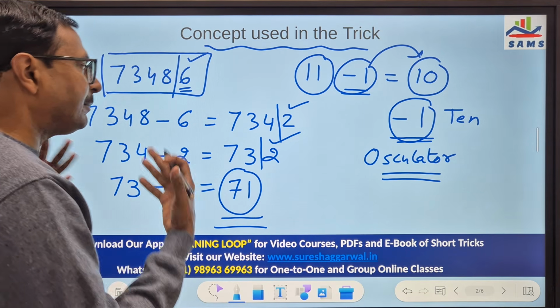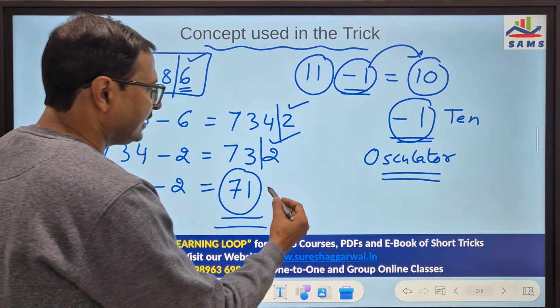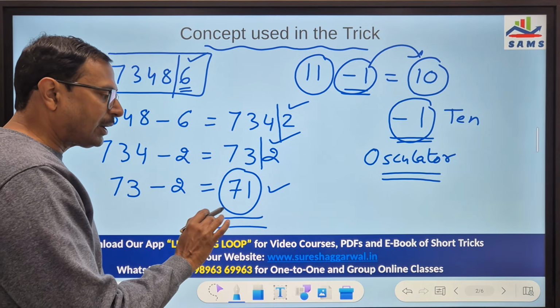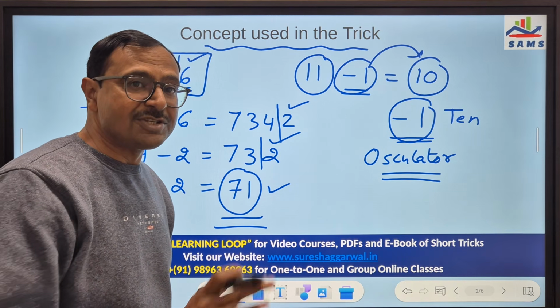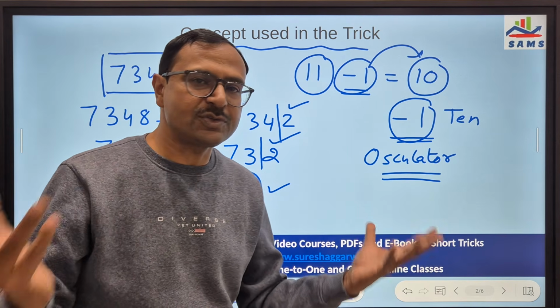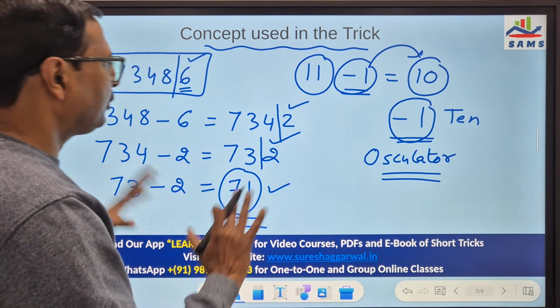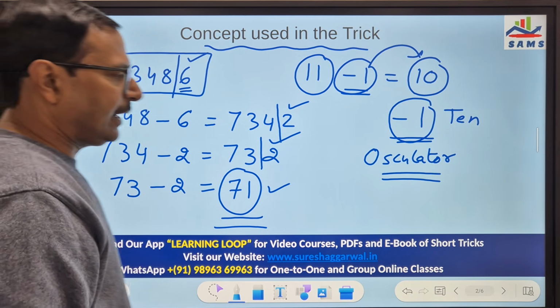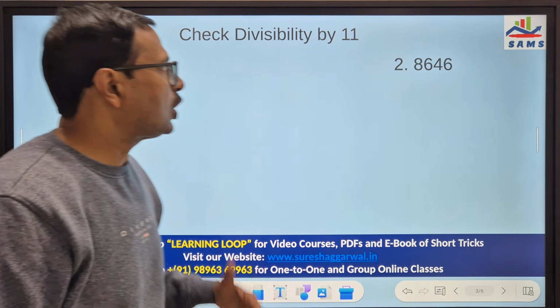So when will it become divisible by 11? When either you get a 0 here or you get something which is divisible by 11. That means a doublet: 11, 22, 33, 44 and so on. So I hope you have understood what to do in the trick. So let's apply the trick to solve some problems.